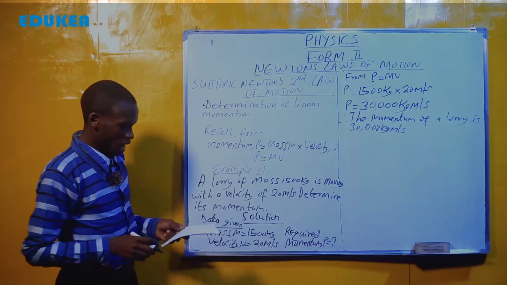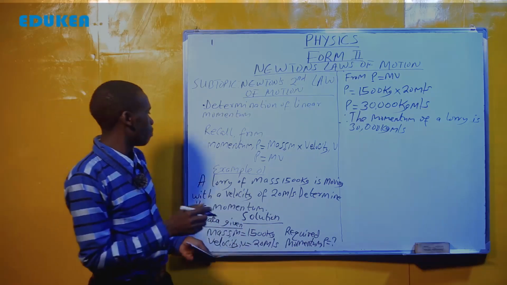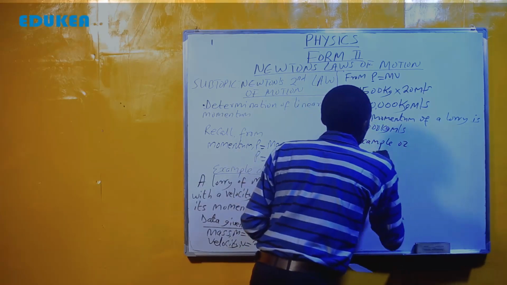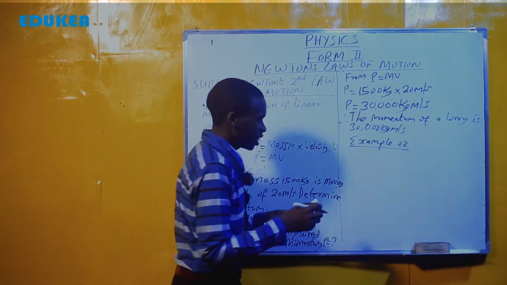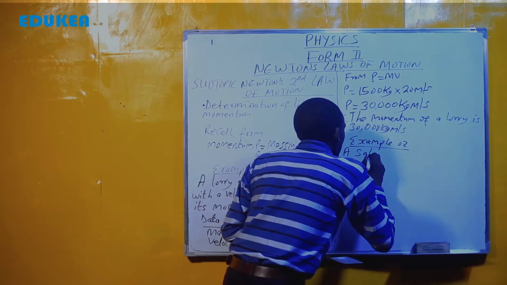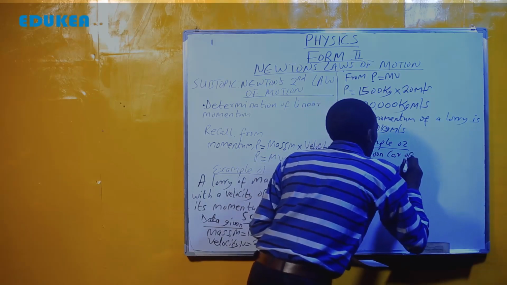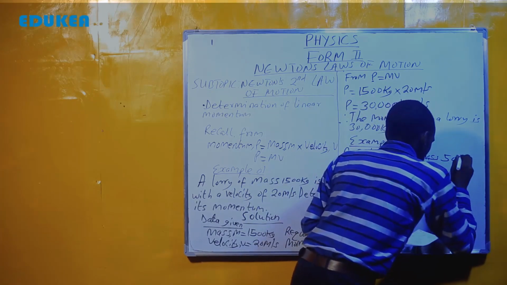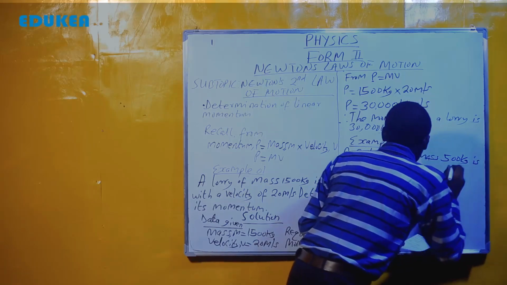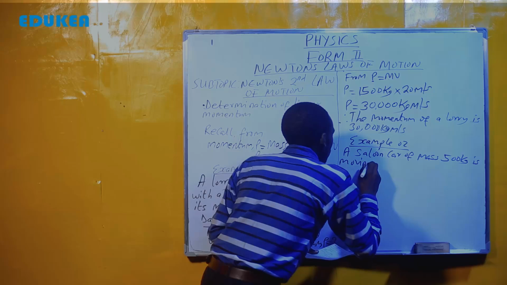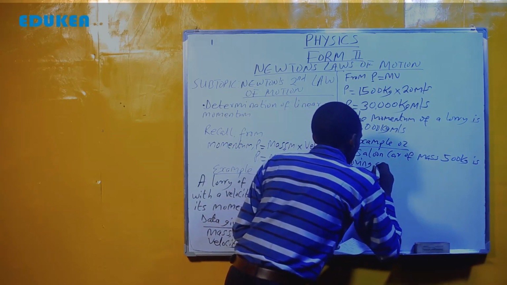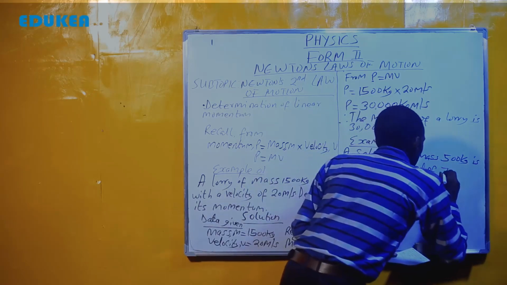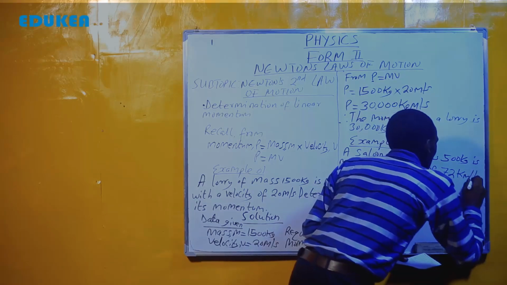Another example, let's see another example. Example 2 states that a saloon car of mass 100 kilograms is moving at a speed of 72 kilometers per hour.